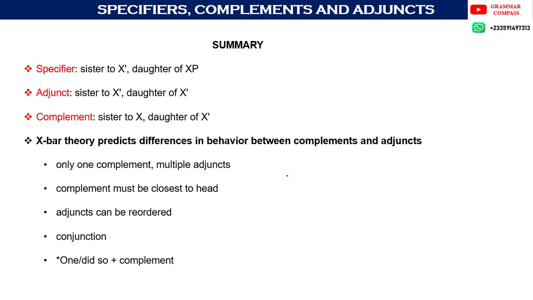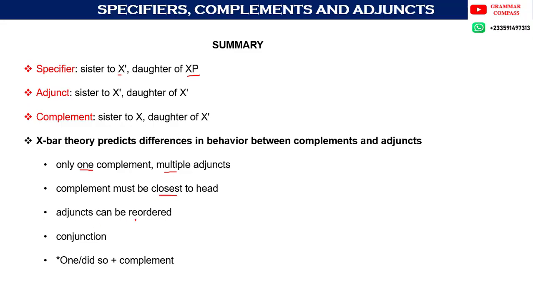So let us give a brief summary. A specifier is a sister to X bar and a daughter of a phrase. Adjuncts are sisters to bars and daughters of bars. Complements are sisters to X and daughters of bars. We have these differences between complements and adjuncts: there can only be one complement, but there can be multiple adjuncts. Complements must be the closest to the head.